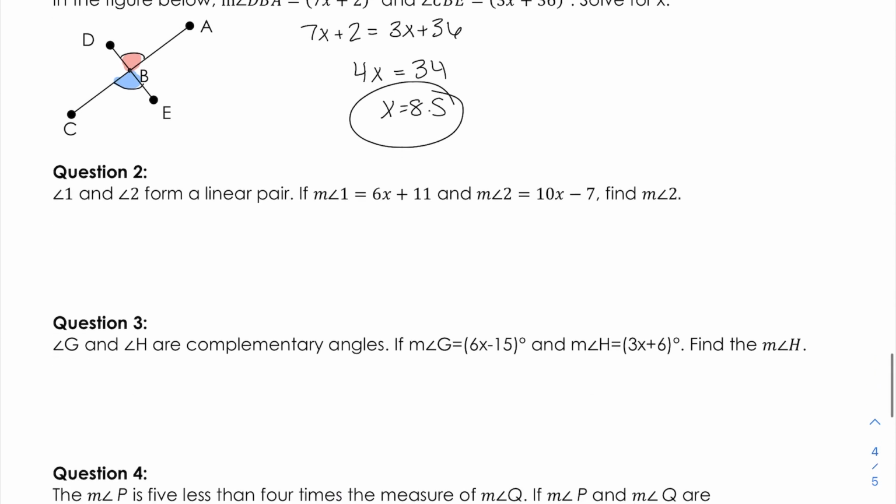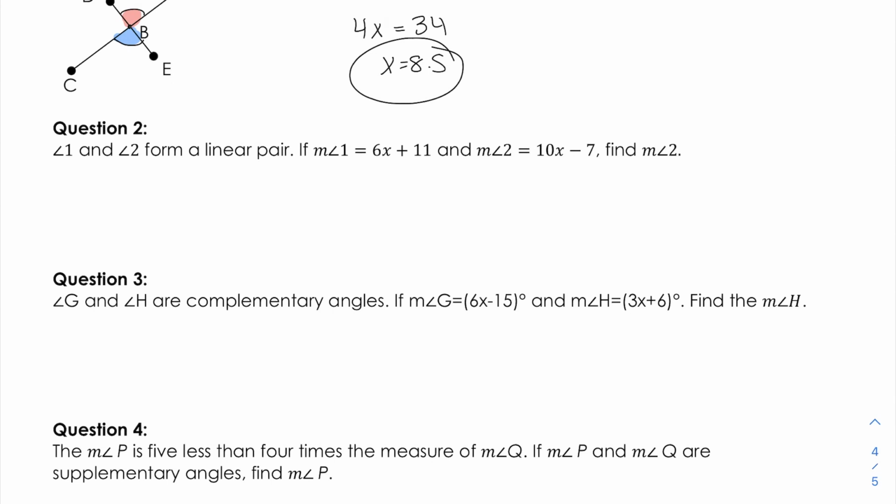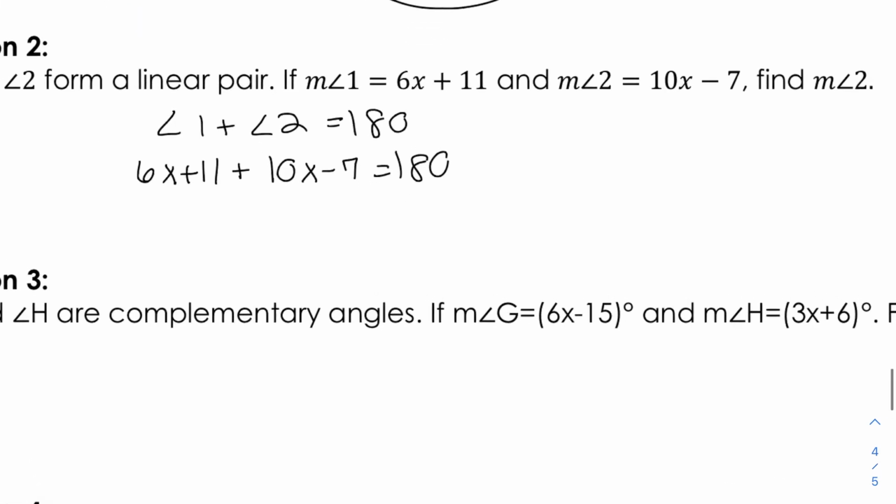Okay, on number 2, angle 1 and angle 2 form a linear pair. What I know about a linear pair is if I add them together, they equal 180. Angle 1 is 6x plus 11. Angle 2 is 10x minus 7. In order to find angle 2, I really need to find x first. So I'm going to go ahead and combine my like terms.